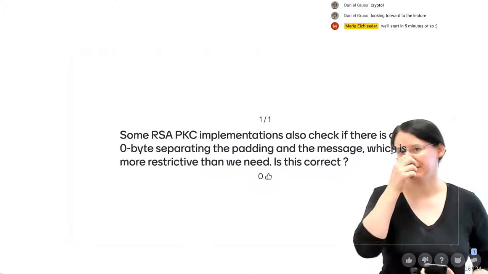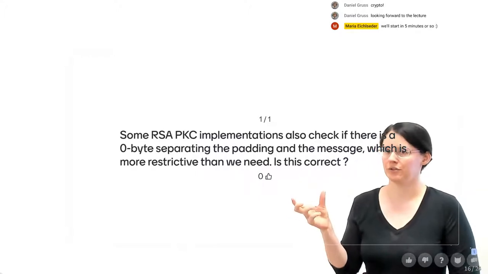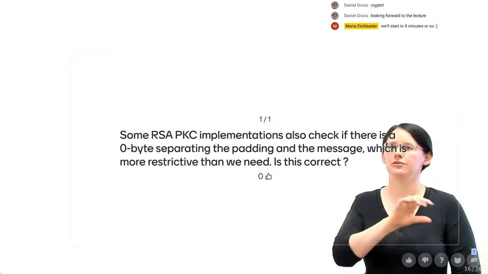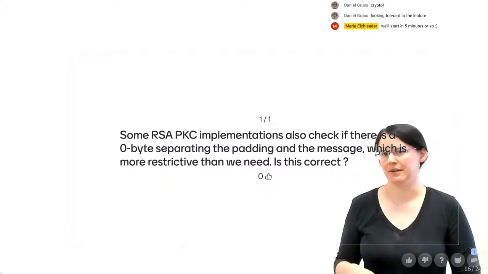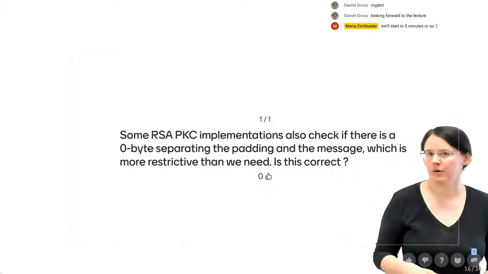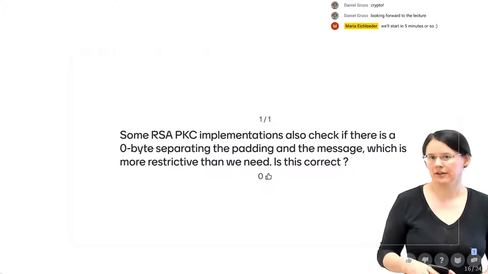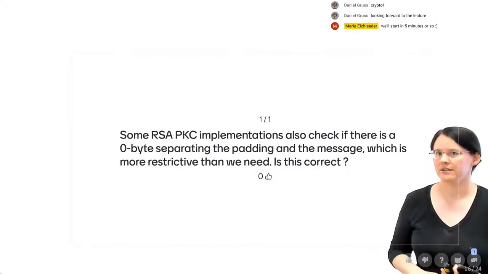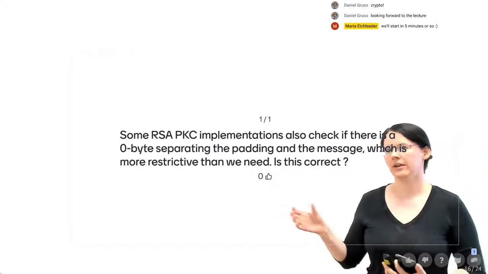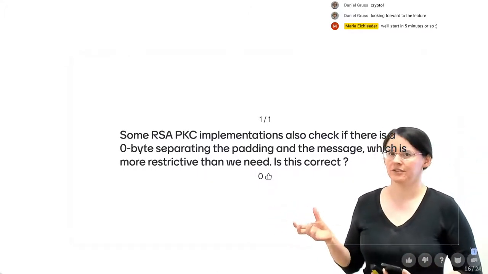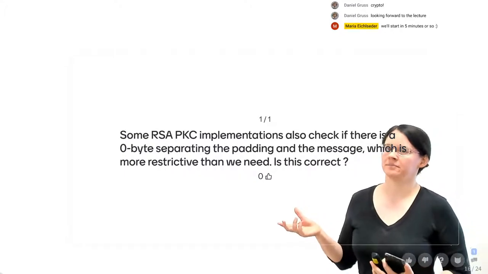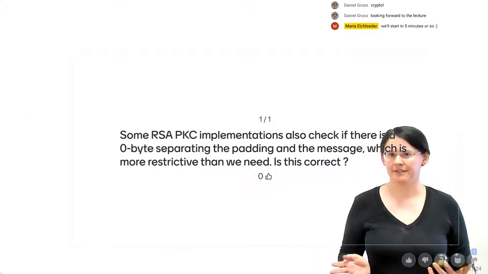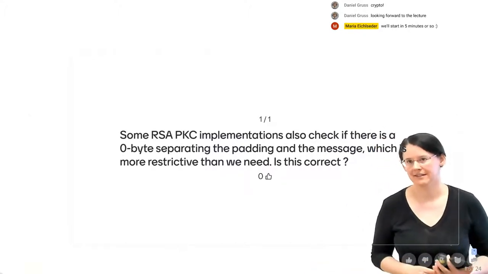Some error detectors check only the first 2 bytes, the 0002, and some also check that there is at least 1 0 byte somewhere in the rest of the message. This is indeed more restrictive than you need for your task. It doesn't matter whether you do this check or not, because the information you exploit is only about the first 2 bytes. So it's actually completely irrelevant whether the rest of the padding is correct or not. Both variants are fine for the sake of the exercises.